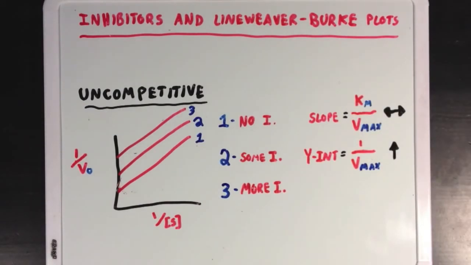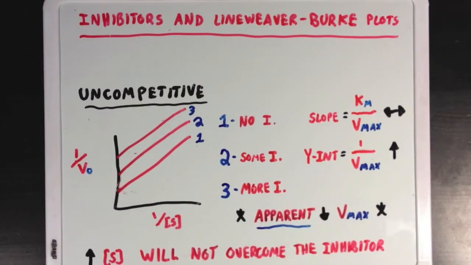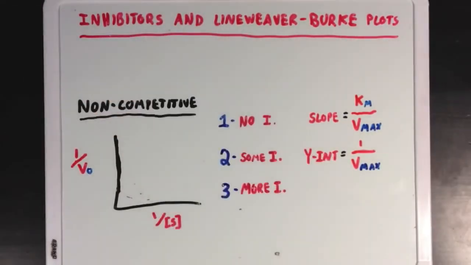What this means is that as you increase the concentration of inhibitor, you'll see a decrease in the apparent Vmax, since the y-intercept is defined as 1 over Vmax. So since you're decreasing Vmax as you add more inhibitor, even if you really increase the substrate concentration, you won't be able to overcome the effects of the inhibitor. But the enzyme will still be effective at low substrate concentrations, even with the inhibitor around, since there isn't that same increase in slope.